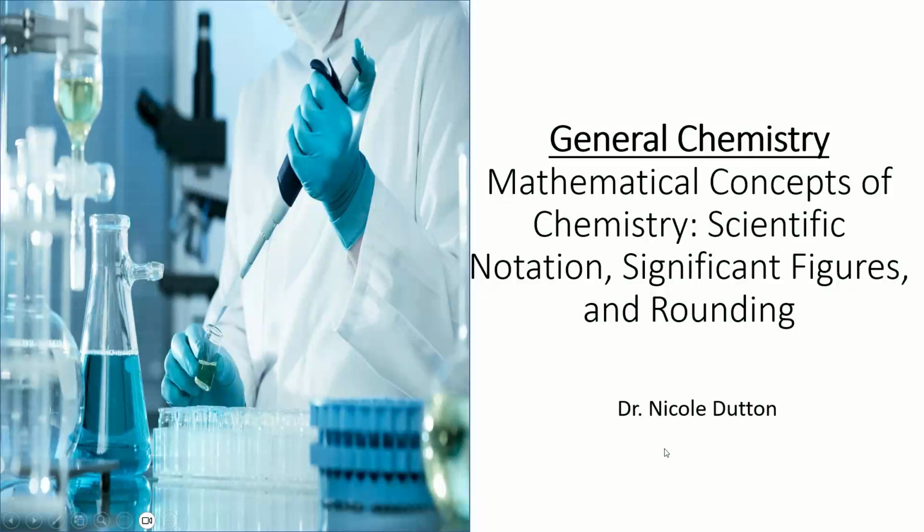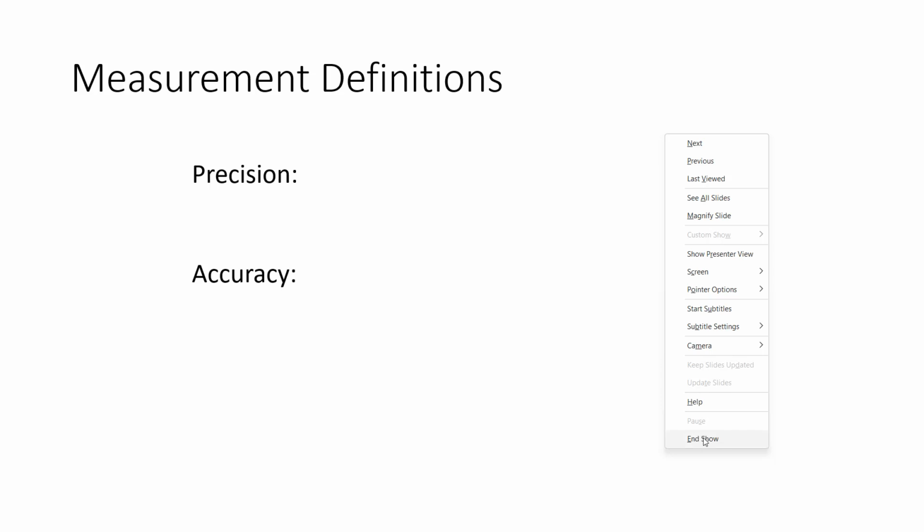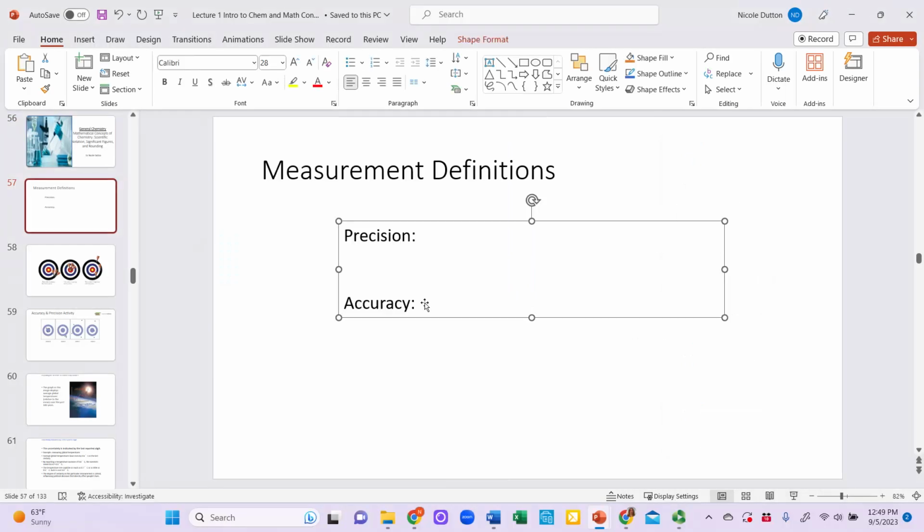Scientific notation, significant figures, and rounding. So first we're going to start with some measurement definitions. You should know the difference between precision and accuracy. And because these are not bolded, I'm just going to take a second to bold them.